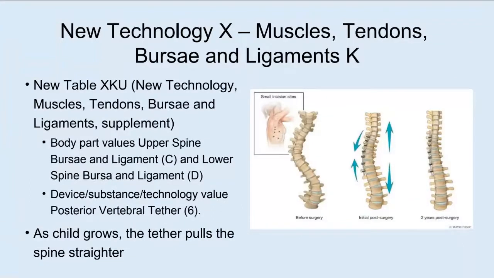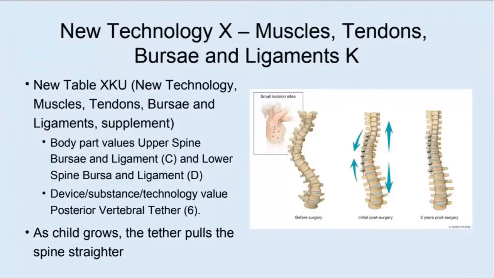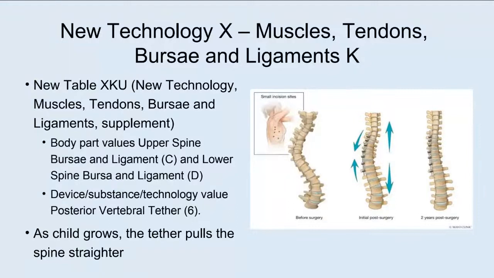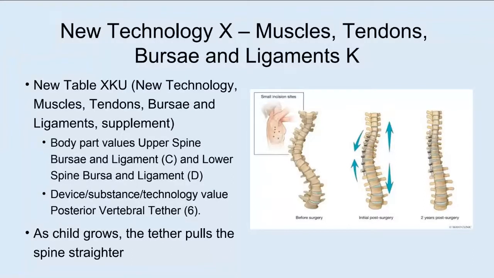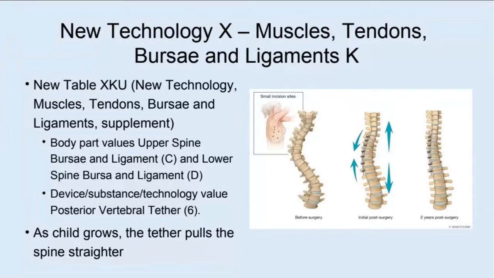So there's a new technology table, XKU, that is for muscles, tendons, bursae, and ligaments. This was changed. There's a new table. Body part values, upper spine bursae and ligament, and lower spine bursa and ligament. So the important part of this is the device substance technology value, posterior vertebral tether.